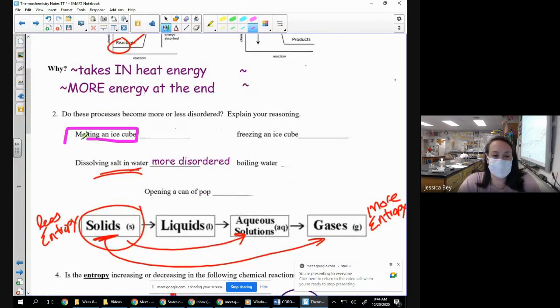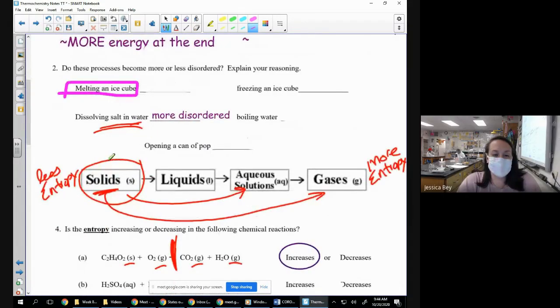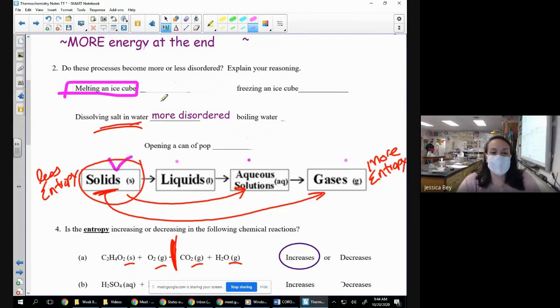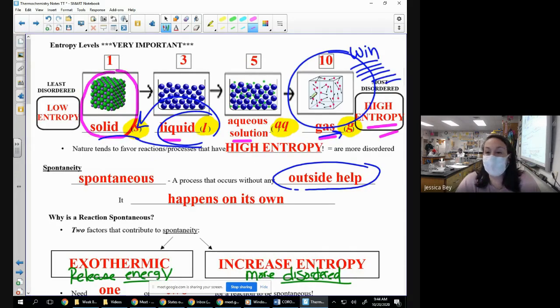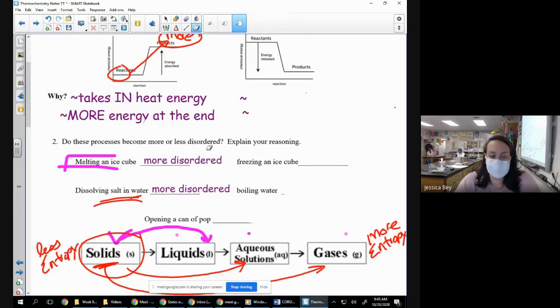Melting an ice cube. You have an ice cube in your head there, Kayla? Yeah. When you start, is an ice cube a solid, a liquid, an aqueous solution, or a gas? A solid. It's a solid, right? So we're starting there. When you're done with the ice cube, is it a solid, liquid, aqueous solution, or a gas? Liquid. Yep. So we go this way. And per our notes, when we go up this way, we become more disordered, or we have a higher amount of entropy, right? Yeah. So this one would be more disordered.